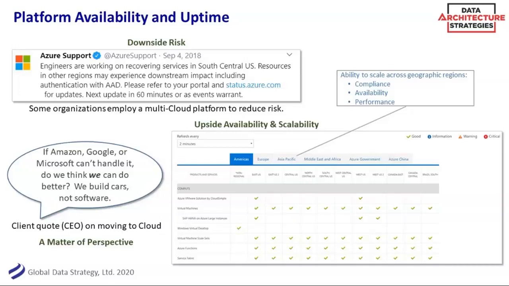The other thing, when one thinks about it, is there risk or can they handle it? And this was a quote just a couple months ago from one of my clients, an auto manufacturing company, and we were sort of thinking of the cloud versus not cloud, and he was that kind of matter-of-fact, blunt kind of guy. And he said, if Amazon and Google or Microsoft can't handle it, you think we're going to handle it better? Seriously, we build cars, we don't build software. And that is one of the ideas of the cloud. Outsource things you're not experts in. So you are, insert your industry here.